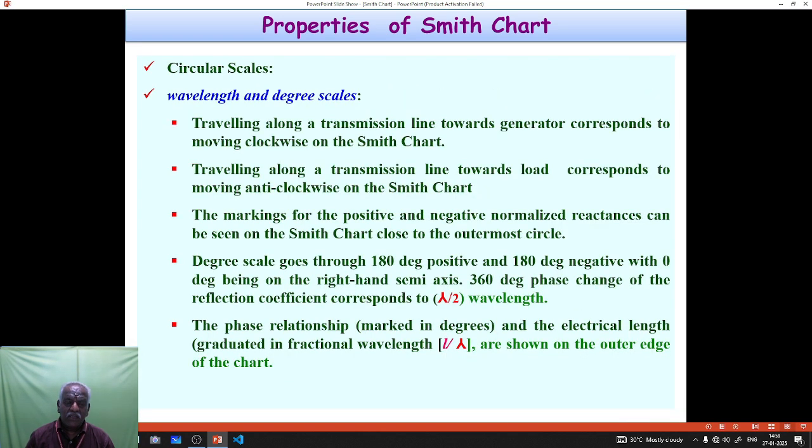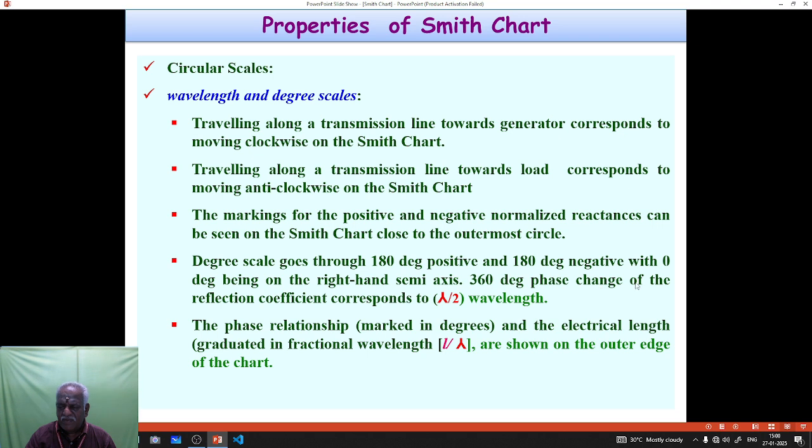So the circular scales: the first one we have already discussed, how we move clockwise and anti-clockwise along the chart. The positive and the negative normalized reactances we have seen. Close to the outermost circle, plus jX and minus jX, that we have discussed. The degree scale goes through 180 degrees positive and 180 degrees negative, with 0 degree being on the right side, the right-hand semi-axis.